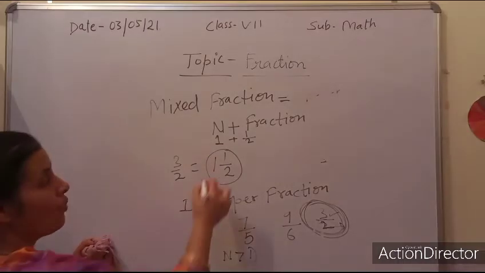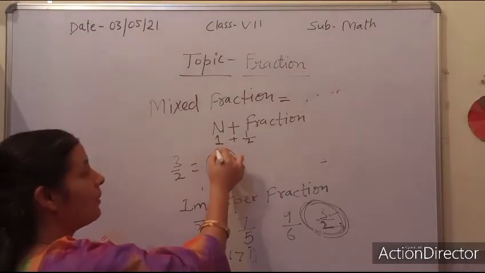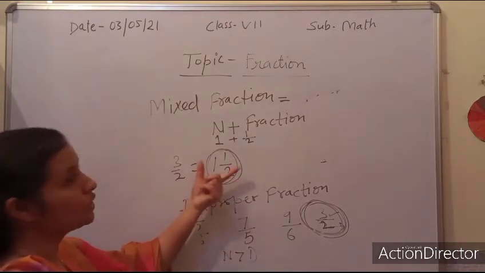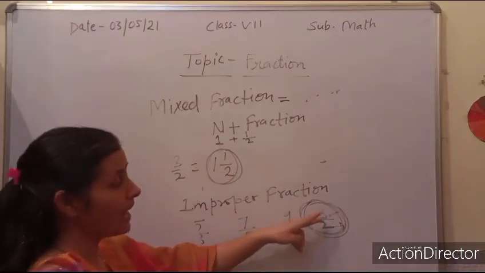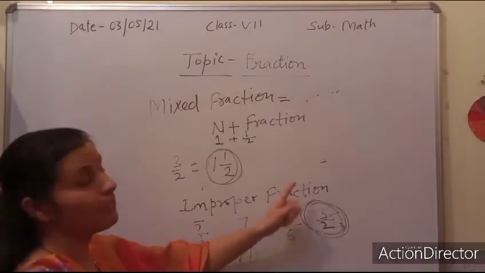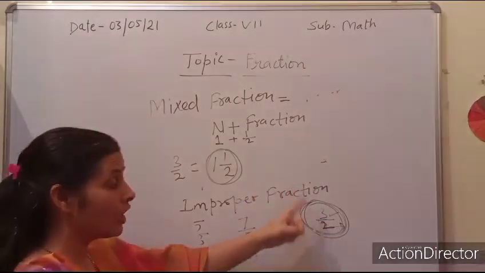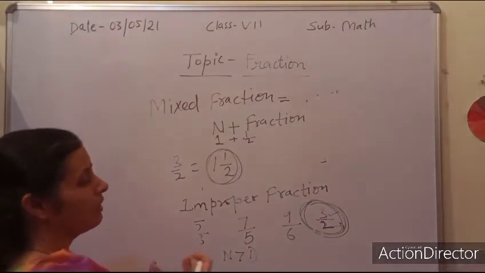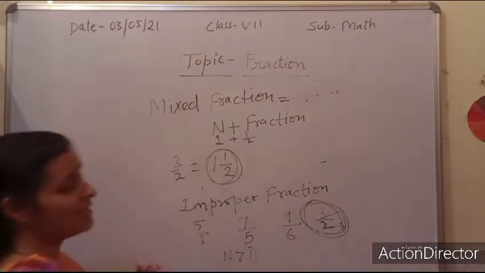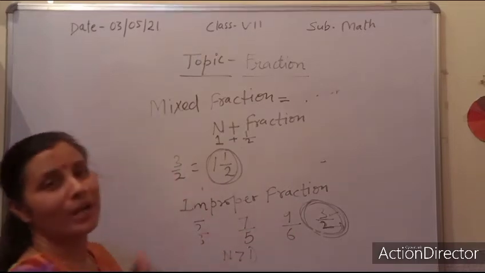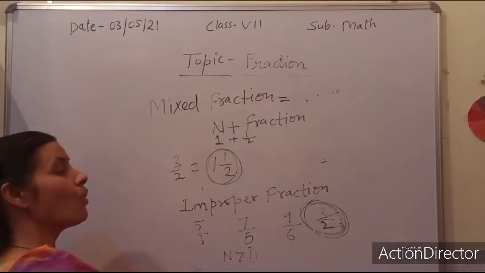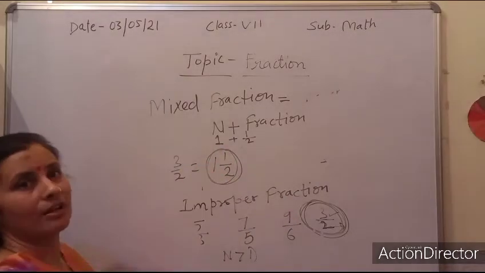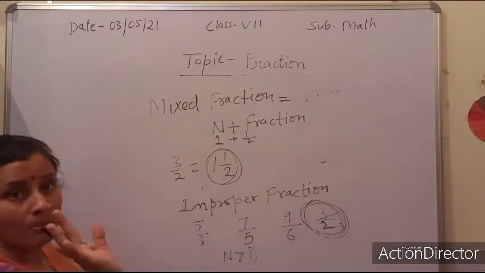How would we read it? 1 whole 1 upon 2. Now it is called a mixed fraction, and now we can show it through a diagram. But an improper fraction, we cannot show by diagram. It is not easy, which means it cannot be shown through a diagram. Very simple: if we want to show it through a diagram, we have to change it into a mixed fraction. Understood?